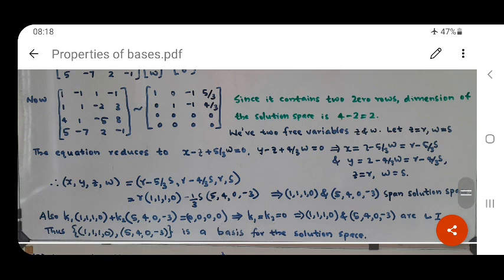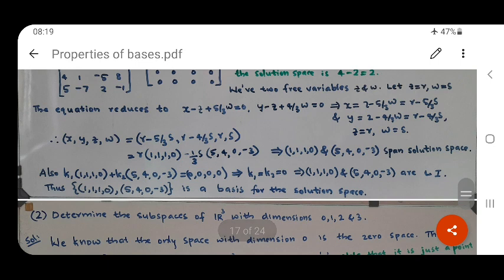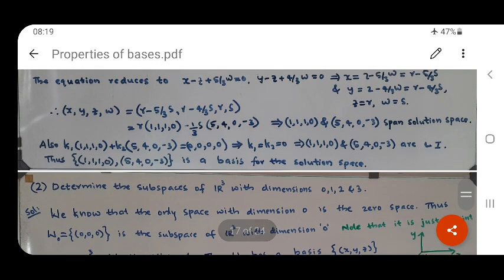So solving this, we have x, y, z, w equal to z minus 5 by 3 w, z minus 4 by 3 w, z and w. But z and w are free variables. So we have x, y, z, w equal to r into 1, 1, 1, 0 plus 1 by 3 s into 5, 4, 0, minus 3. Therefore, 1, 1, 1, 0 and 5, 4, 0, minus 3 span the solution space. Also, we can prove that these two vectors are linearly independent and therefore they form a basis for the solution space of the given system.